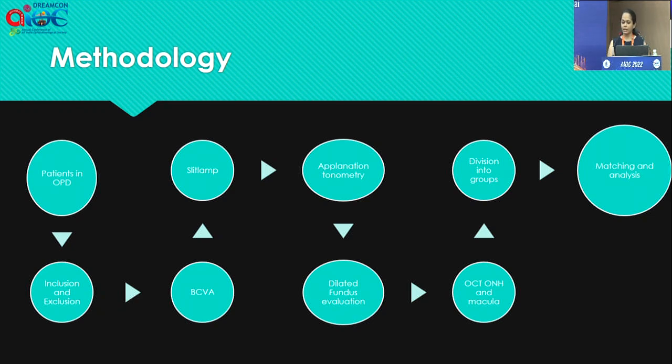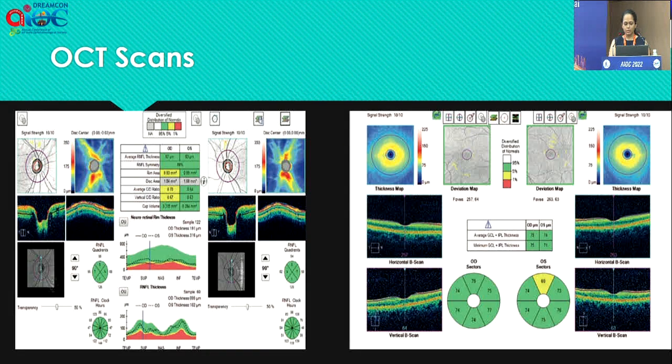OCT was done, and then they were divided into groups based on their blood investigations. We got their blood investigations done, and then we decided whether they are diabetic or non-diabetic, because many patients that come to our OPD are not aware that they are diabetics at all, and then their matching and analysis was done. These are the OCT scans showing the RNFL in the 4 sectors and GCC in the 6 sectors.